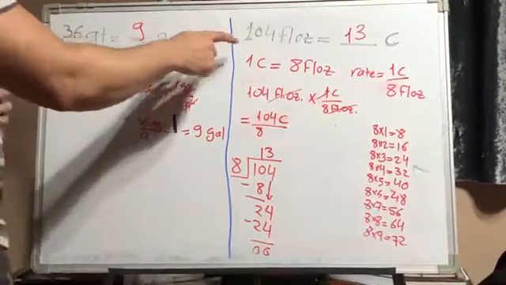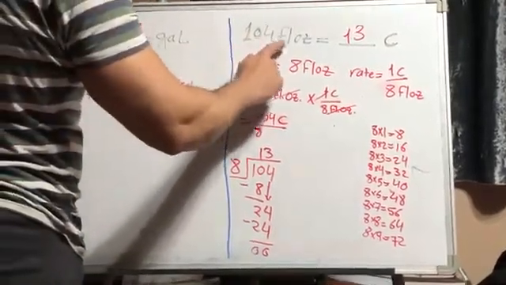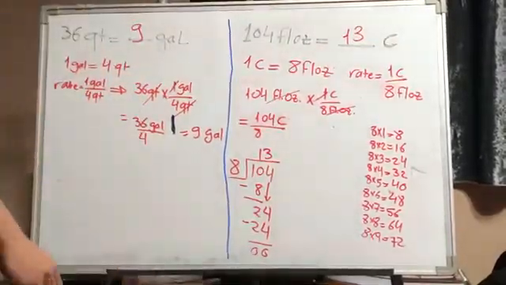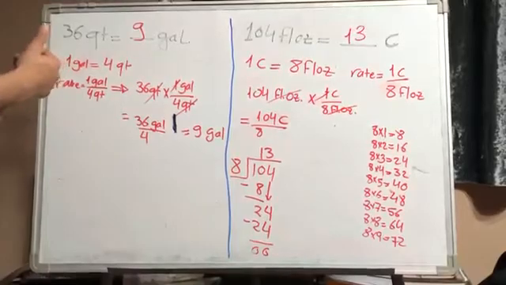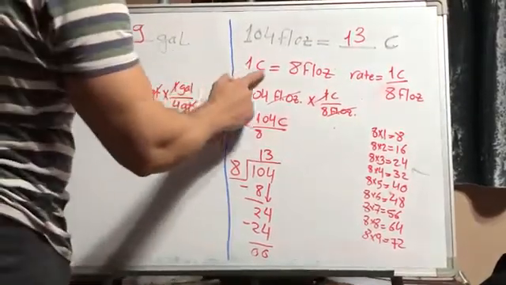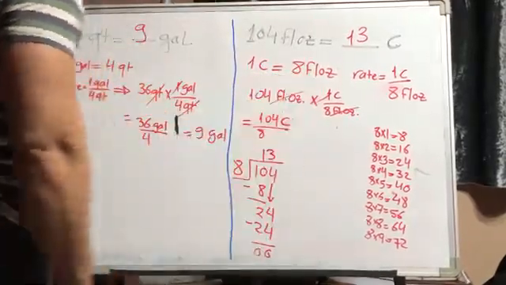Let's take a look at this example. Here I have 104 fluid ounces equals how many cups? What is the relationship between the fluid ounces and the cups? The fleas and the cats. Each cat had 8 fleas. So 1 cup equals 8 fluid ounces.